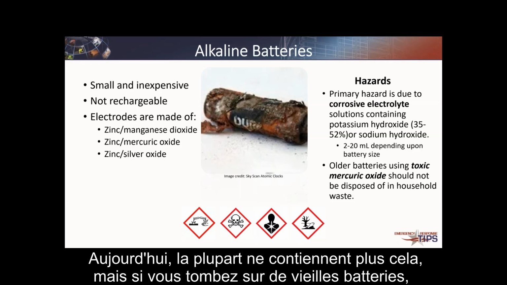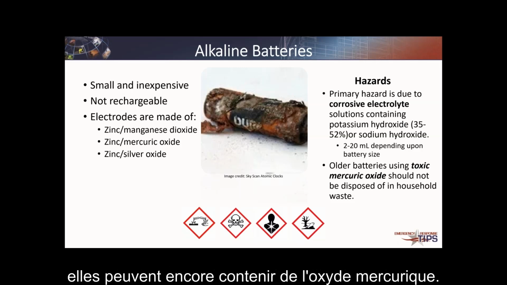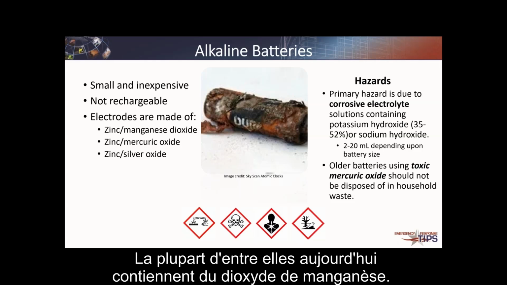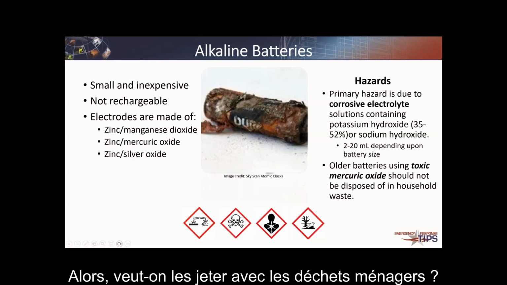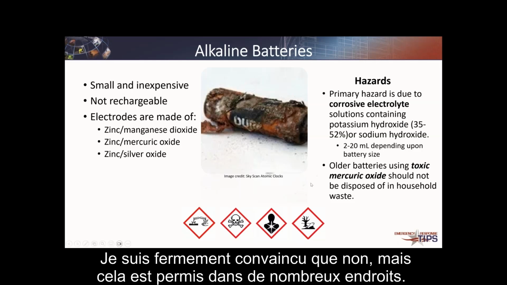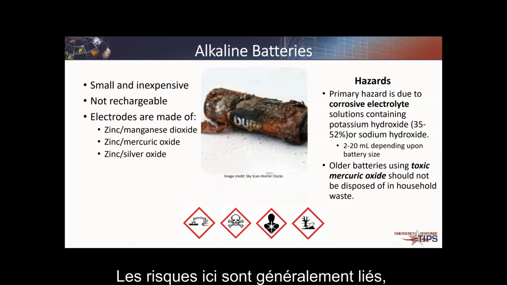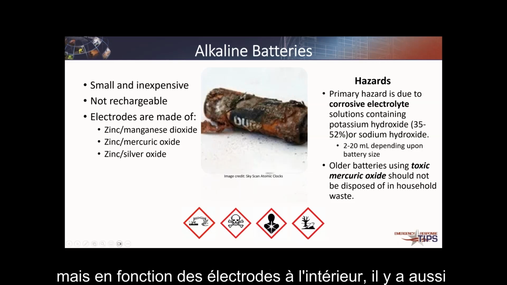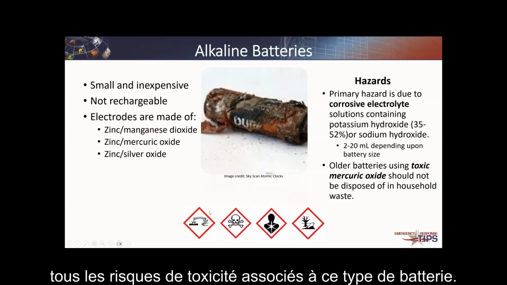Most today do not have that, but if you come across some old batteries, they may very likely have the mercuric oxide in there. Most of them today are the manganese dioxide. Still, do we want to throw them in household waste? I'm a firm believer that we don't, but it is allowable in many places. So the hazards here are generally the hydroxide, but depending upon which electrodes are inside there, you also have all the toxicity hazards associated with this one.